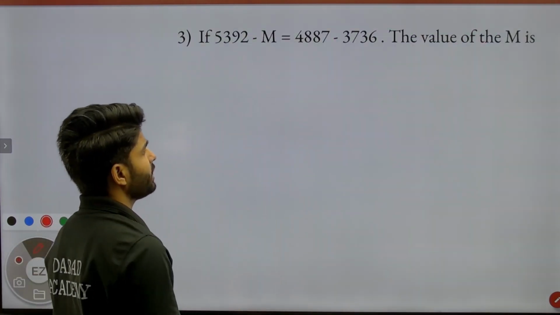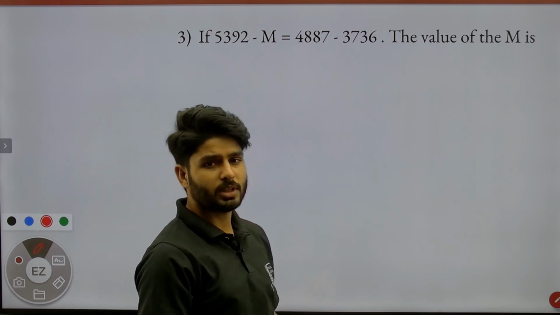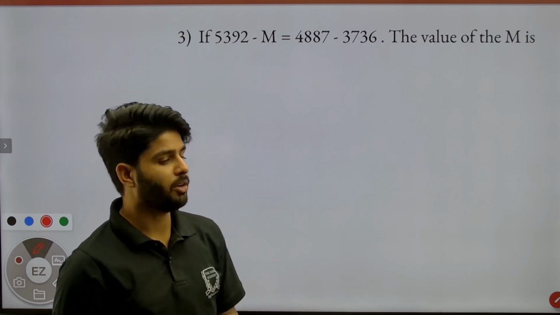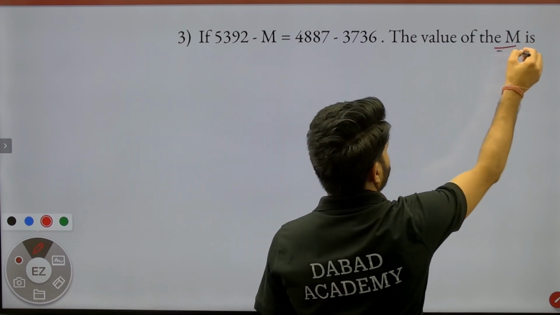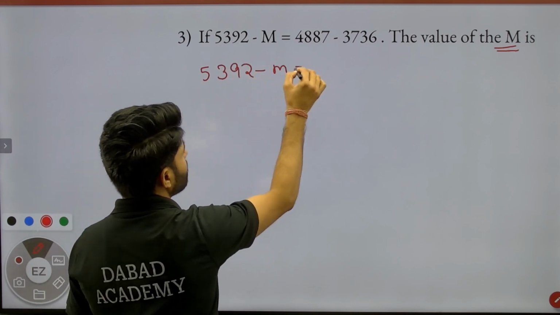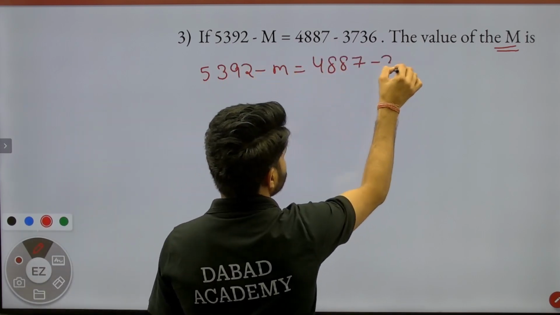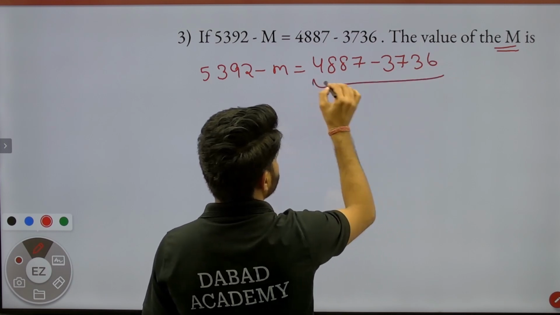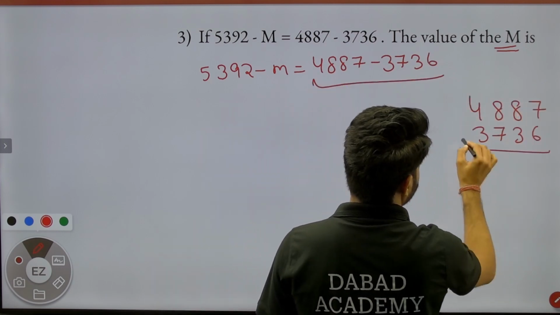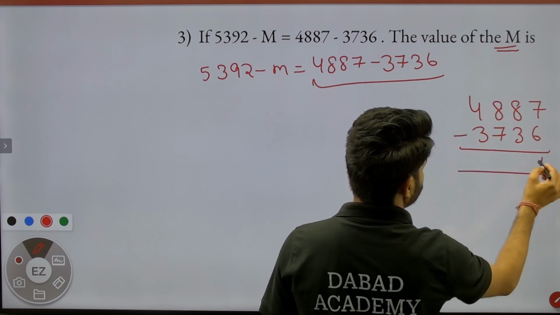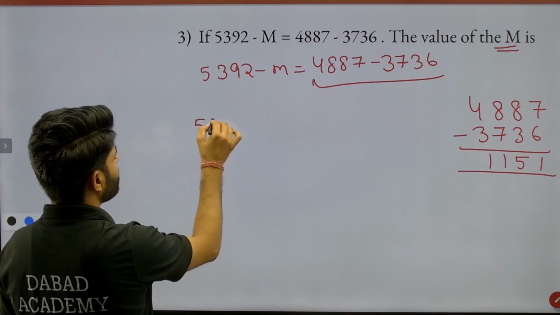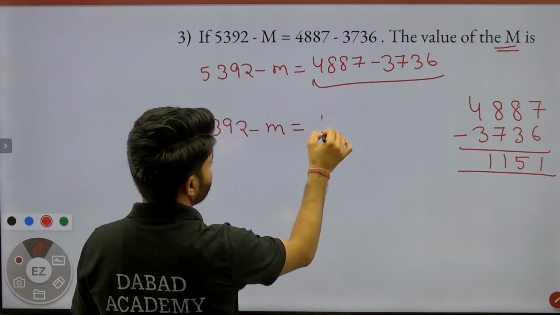If 5392 minus m equals 4887 minus 3736, find the value of m. We have to find the value of m. In the same way, we have to solve first 5392 minus m equals 4887 minus 3736. First we have to solve this part, that is 4887 minus 3736. When we subtract 6 from 7, that is 1, 3 from 8, that is 5, 7 from 8, that is 1, 1. So here is 5392 minus m equals 1151.